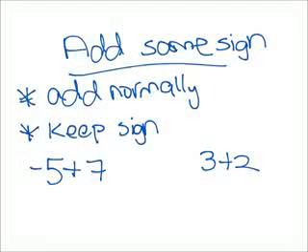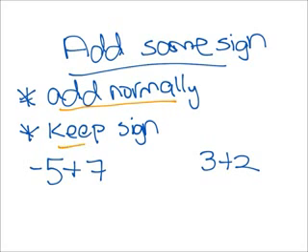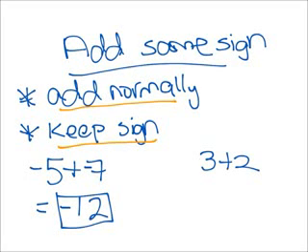If we're adding the same sign, we're going to be adding normally, and then we're going to make sure that we keep the sign of what it originally was. So for example, I have -5, sorry, that should say -7. So -5 plus -7, I'm going to add normally. So that's going to equal 5 plus 7 gives me 12. And since I was adding negatives, I keep that negative. So that would be my answer to that one.